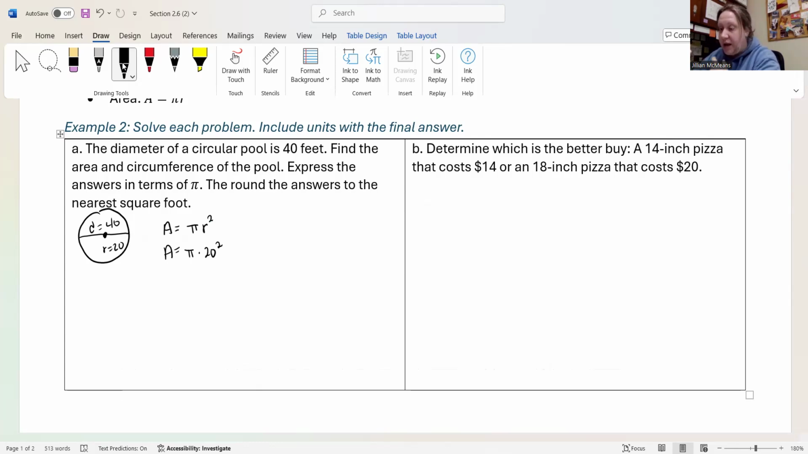So to get the answer in terms of pi, we're just going to figure out what 20 squared is. Well, 20 squared is 400. So we're just going to leave it 400 pi feet squared. So that is the exact area of the circle. That is the area in terms of pi. But that's not typically super useful to us. We generally need to estimate some value for pi. So 3.14 or 22/7. So let's go ahead and get an estimate. So instead of using the pi symbol, we're going to replace pi with 3.14.